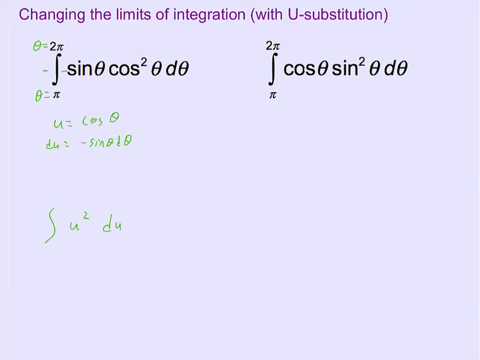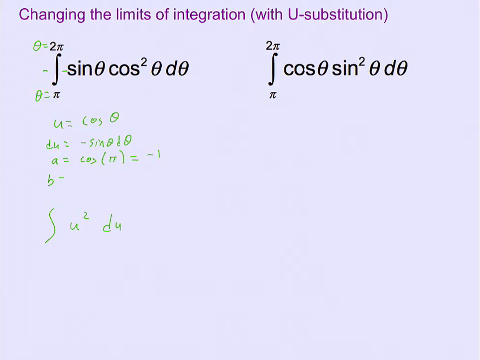What I'm going to do is make a new lower limit of integration by taking the old limit of integration, which was a theta, and plugging it in to u. So if u is cosine of theta, my new a is going to be the cosine of pi. I take that pi and I plug it into u. That way, my result is a value for u. The cosine of pi is -1.